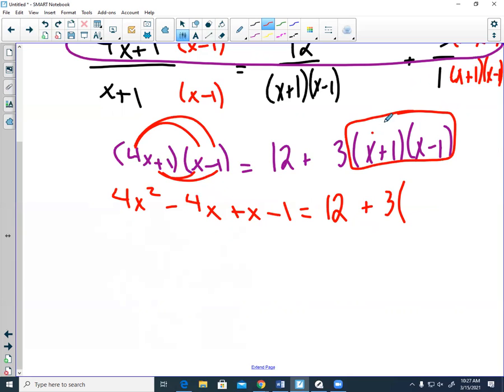So I would get x times x, which is x squared, x times negative 1, which is negative x, 1 times x, which is positive x, and then 1 times negative 1, which is negative 1. Good?